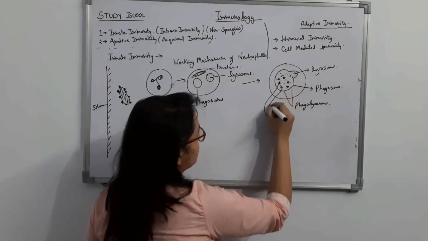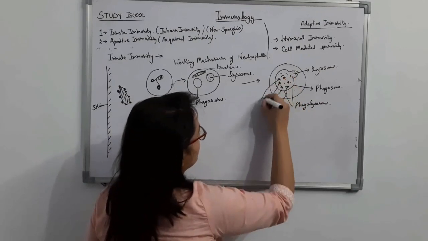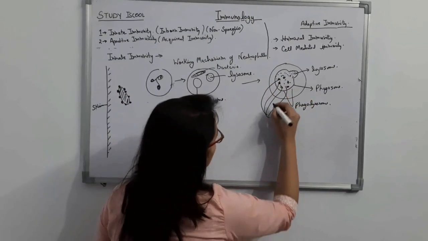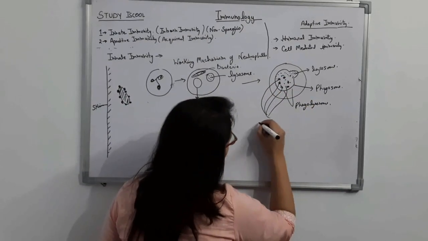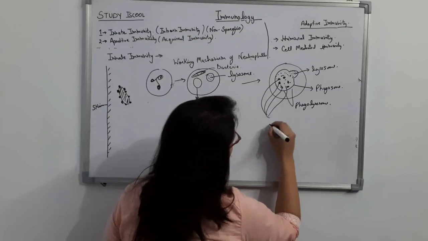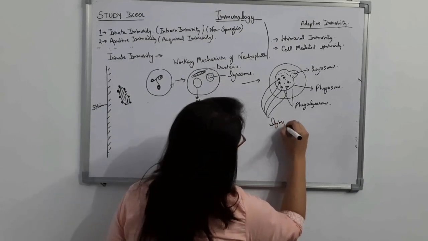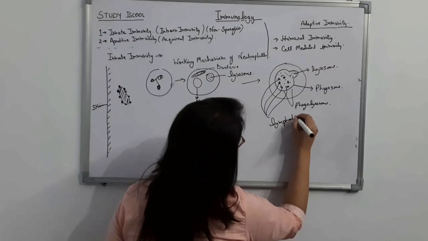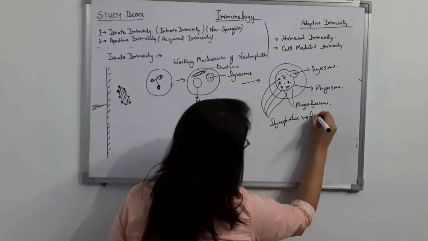Now, after this, all the bacterial content which remains inside the phagolysosome is carried out with the help of different blood cells in the lymphatic vessels, to the lymph nodes.